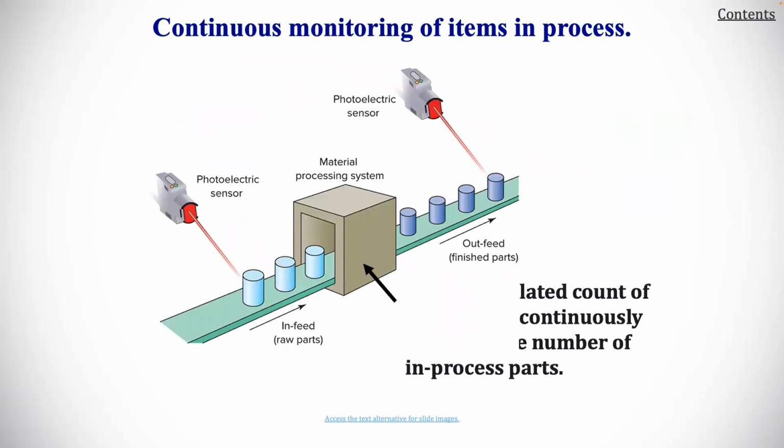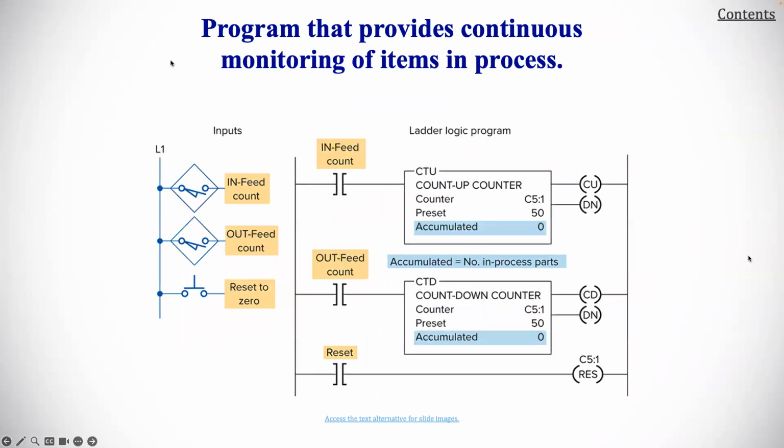Here is a continuous monitoring of items in process. You can feel free to review that. I fixed the text there, so the accumulated count of the counter continuously indicates the number of in-process parts. This is the program that provides continuous monitoring of items in process, and this is what the ladder programming would look like for that.